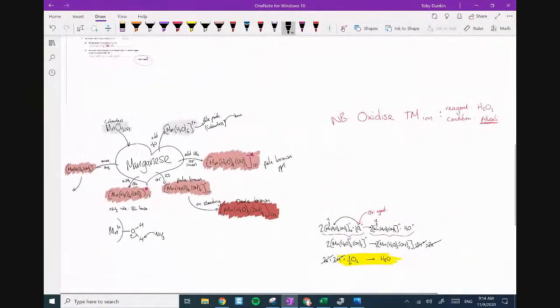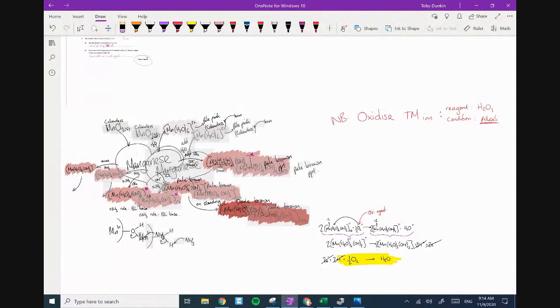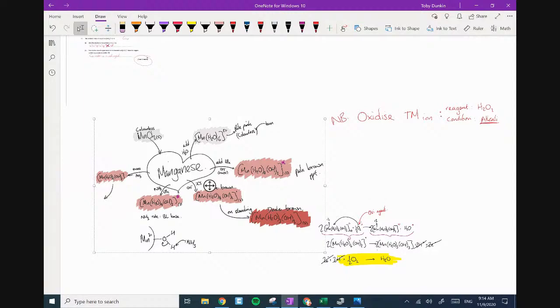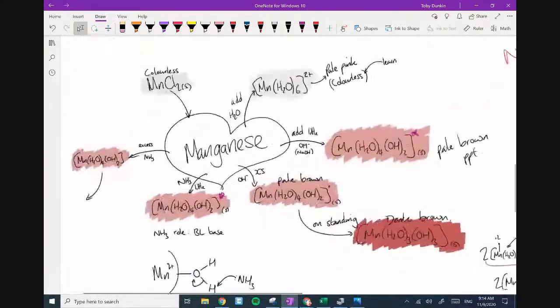This is where I've run out of space. I need to move the whole thing. Just swing that over to there. That'll be better. There we go. Gives me a little bit more room.